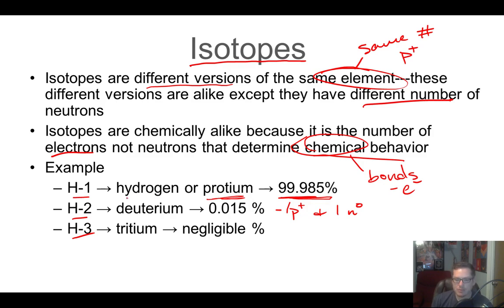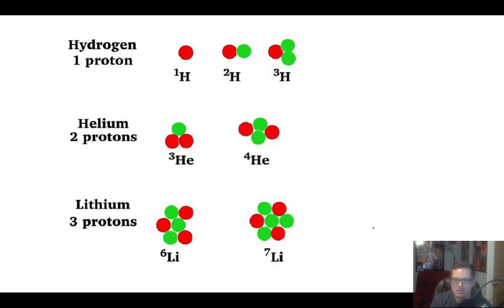You might also see this represented as a D for deuterium, and this is a very common analysis tool that analytical chemists use. And then H3 is called tritium, and this would be one proton, because it's still hydrogen, and 2 neutrons. These things are so uncommon that they have a negligible percentage. There are some floating around, and we can sometimes make them by ramming elements into each other, but for the most part, tritium doesn't exist normally.